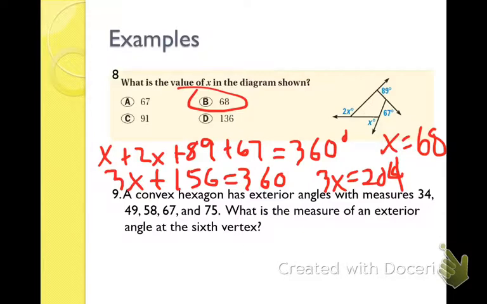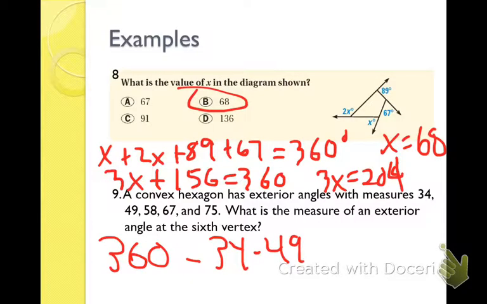Okay, yeah, if you did an equation, or you can do it this way: 360 minus those 5, right? Minus 34, minus 49, minus 58, minus 67, minus 75. We subtract all those, and that's going to give me my sixth vertex. Go ahead and calculate that. What is it? 85. So 85 is the missing angle.